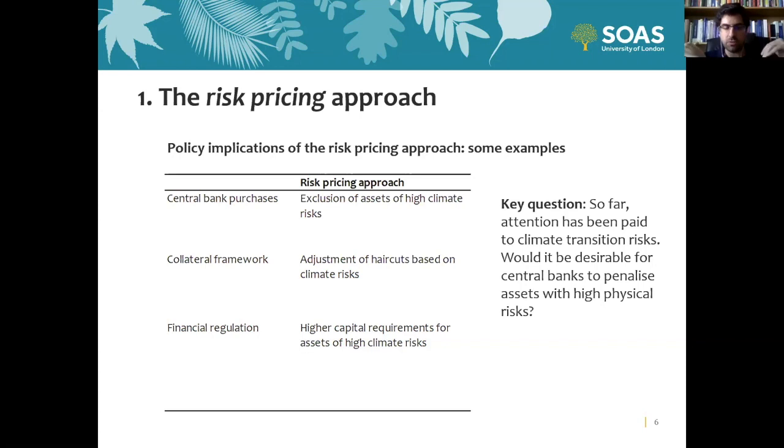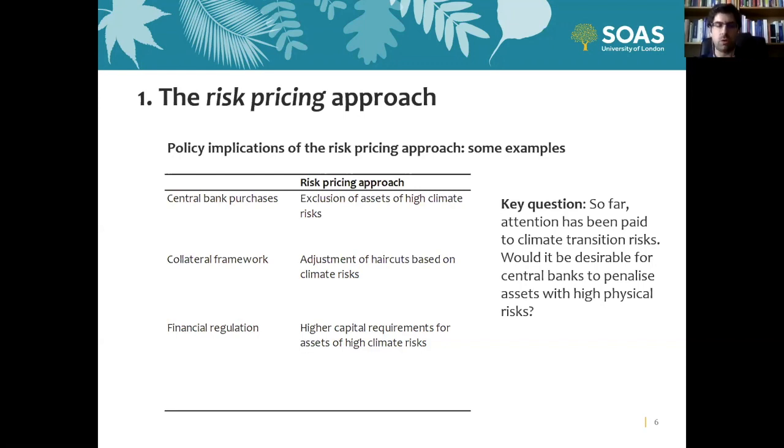So, this is a quite powerful framework that has many second-round effects on the financial markets. And if we want to apply the risk pricing approach here, the idea would be to adjust the haircuts in order to take into account climate risks. And finally, I have here the example of financial regulation. So if someone wants to apply the idea of risk pricing in financial regulation, what could we have there? We could have the proposal of increasing capital requirements for loans or bonds that are of high climate risks.